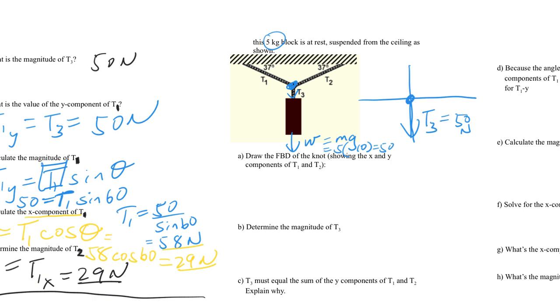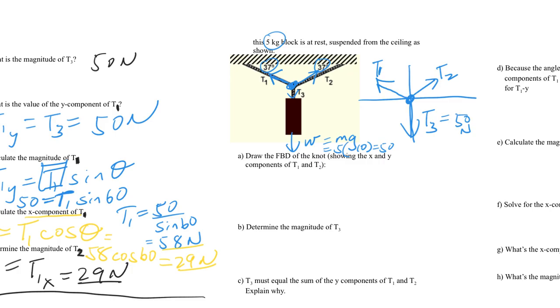Okay, now if this block is hanging in the middle of the string, then both these angles have to be the same. And if both those angles are the same, then we can assume that these two tensions are equal, but not in the same direction, equal in magnitude. So here's T2, and here's T3, no, T1, sorry.